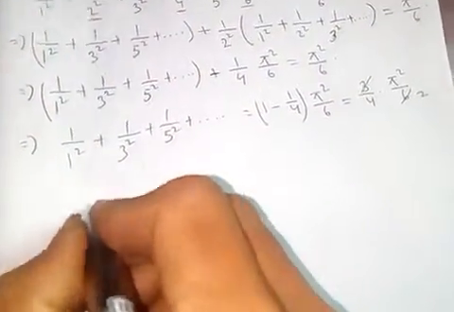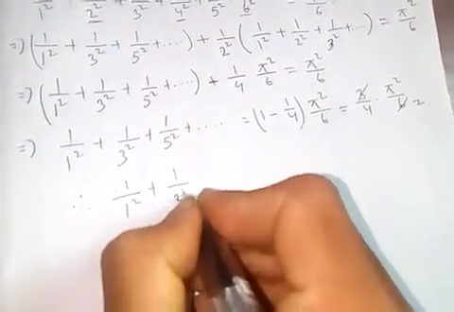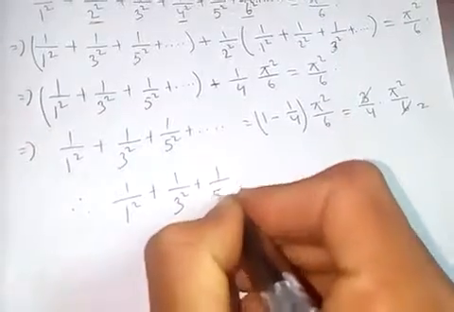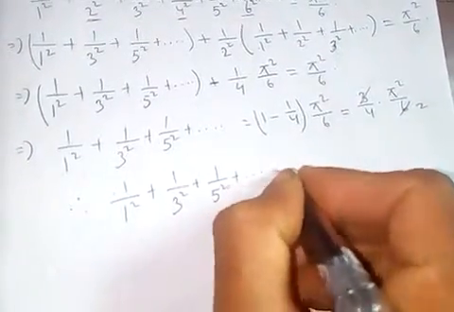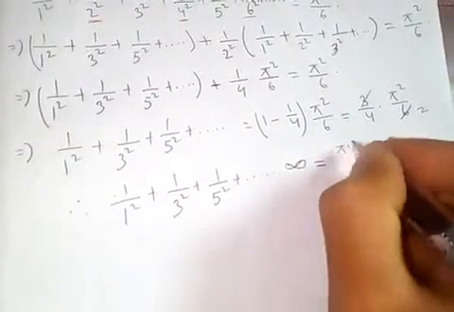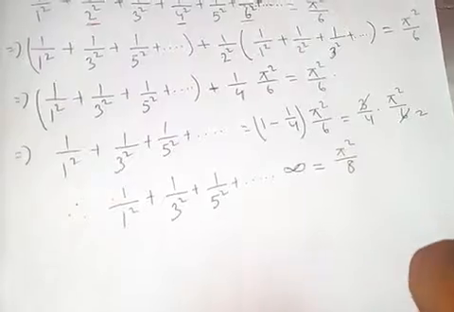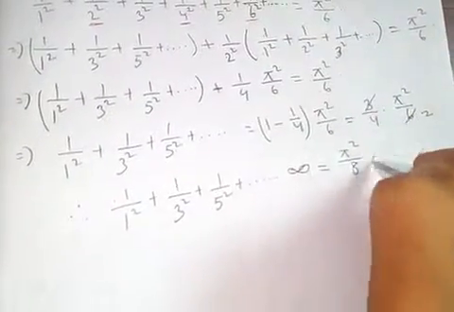So lastly, 1 over 1 squared plus 1 over 3 squared plus 1 over 5 squared plus and so on up to infinity is equal to, we get what? Pi squared over 8. So that's it.